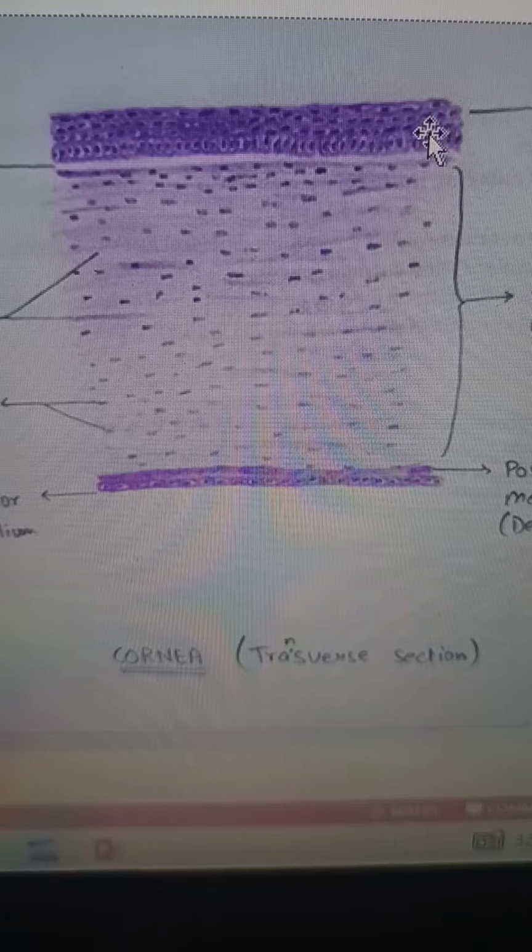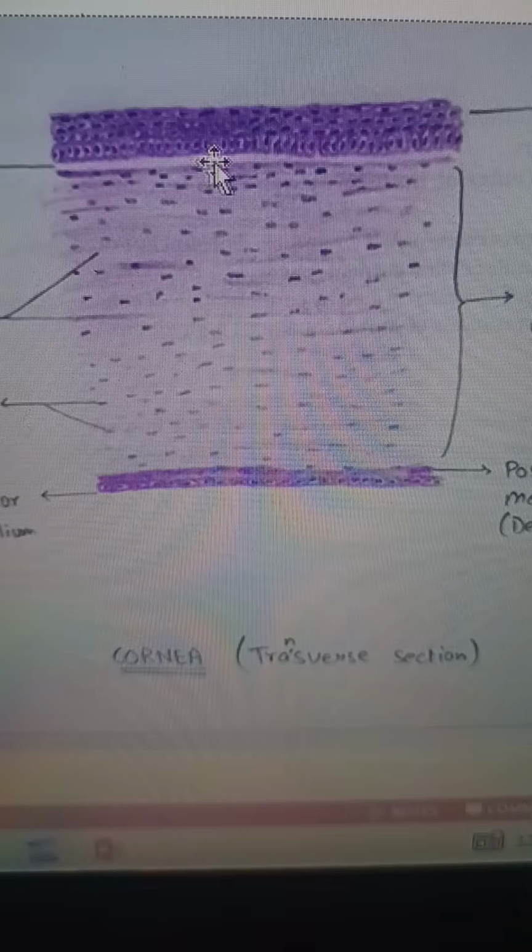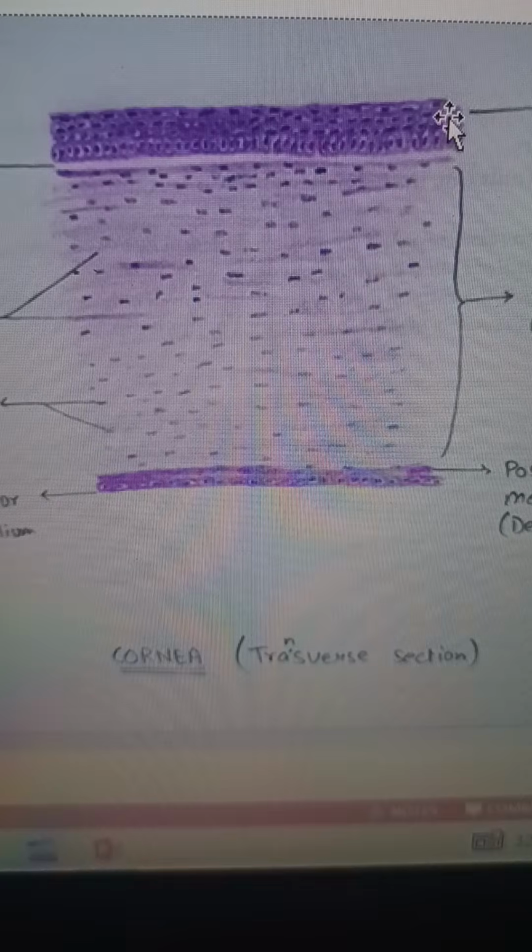So again, coming back to the outer layer or A, layer A is formed by stratified squamous non-keratinized epithelium. Notice one thing, when you look at epithelium, you can see regular arrangement of cells, either columnar, cuboidal or squamous. Here it is stratified squamous non-keratinized epithelium. So the basal layer is formed by columnar cells, followed by 5 to 6 layers of polygonal cells, followed by squamous cells.